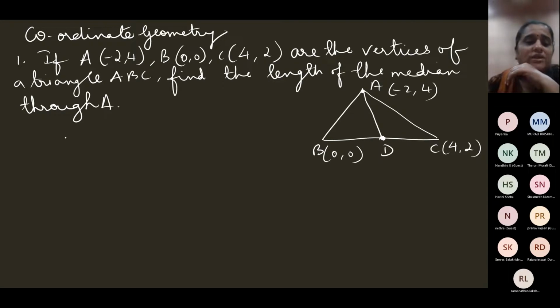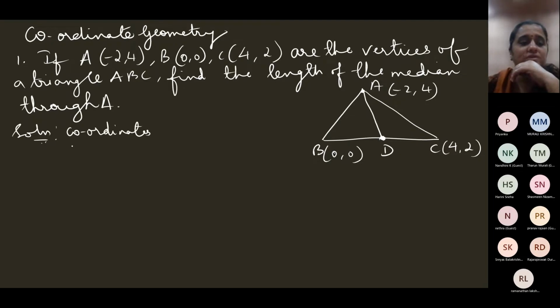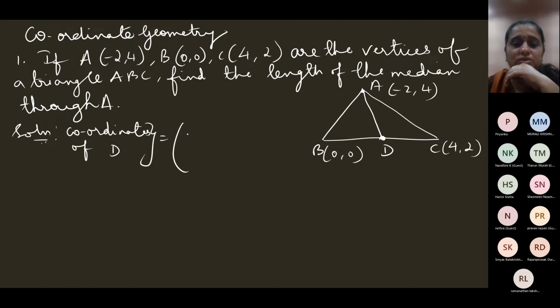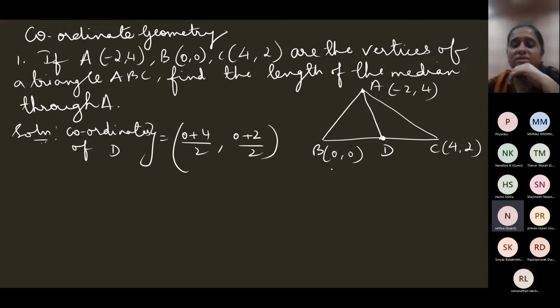So you need to find the coordinates of D. How will you find the coordinates of D? x1 plus x2 by 2. Correct. Coordinates of D is equal to x1 plus x2 by 2, y1 plus y2 by 2. So 0 plus 4 by 2, 0 plus 2 by 2.